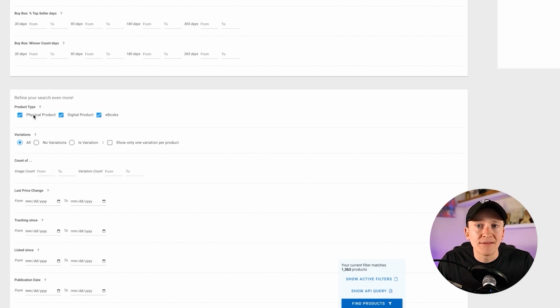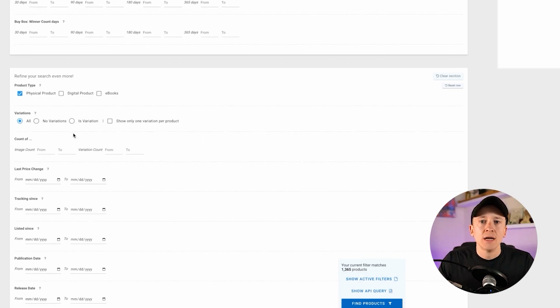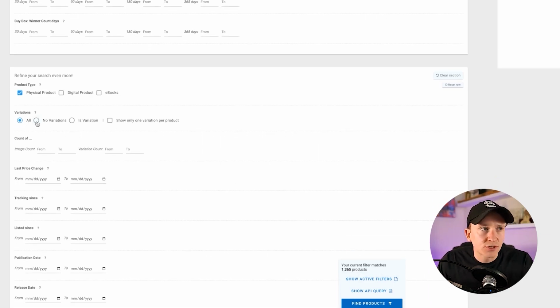You can also take a look at physical products, digital products, or ebooks. For our current searches, we may not have many of these, but I'm going to take out ebooks and digital products because we're selling arbitrage. It did not change anything, but depending on the search, it may make a difference. Also, let's say I don't want to do any variations. I can choose no variations, and we bring it down to 347 products from the 1,365. That's a pretty big difference. So if you don't like doing variations, definitely click that. Or maybe you're looking specifically for variations, then you can click is variation, and now we have 1,000 products. It's nice to use depending on the types of products you're searching for.